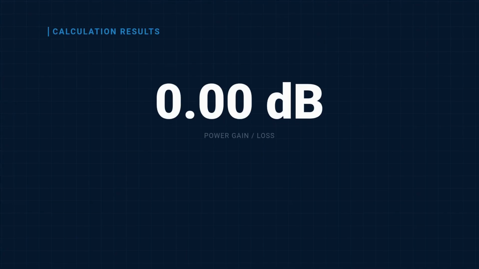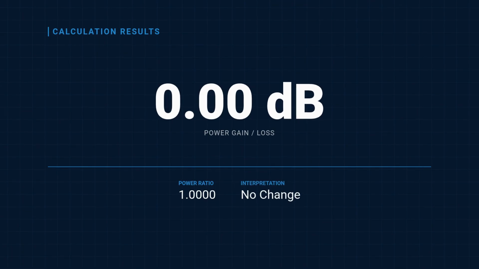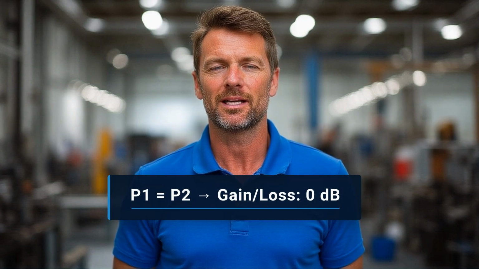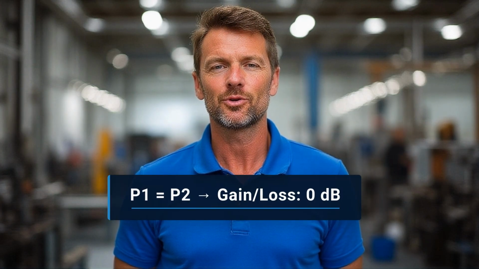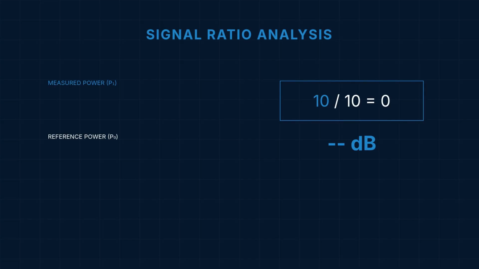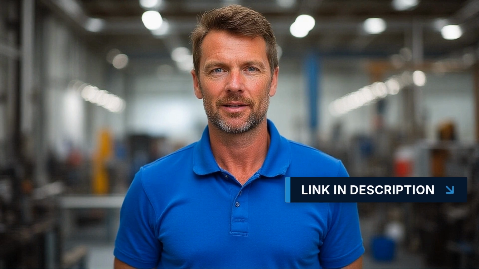The results show power gain loss of 0.00 dB with a power ratio of 1.1000 and an interpretation of no change. This makes perfect sense because when the reference power equals the measured power, there's no gain or loss. The ratio of 10 to 10 is 1, which corresponds to 0 decibels, indicating the measured power is identical to the reference power. This calculator streamlines decibel conversions for your engineering calculations.